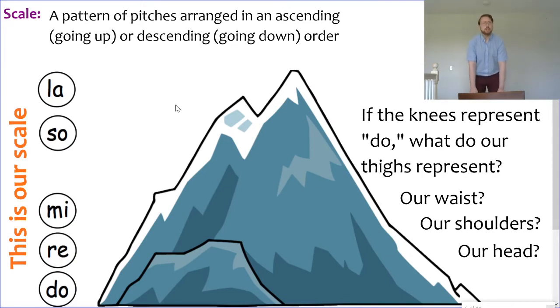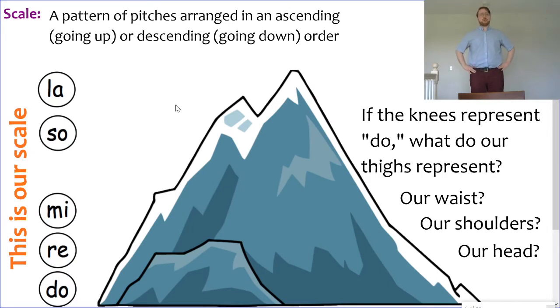If do is here, where was re? Is it up here? Is it over here? Re is right next to do, so re must be on our thighs. Re, re, re. What about mi? Has to be higher than re. Is it all the way up here? Or is it right next to re? Yeah, it's right next to re. Mi is on your waist. Mi, mi, mi.